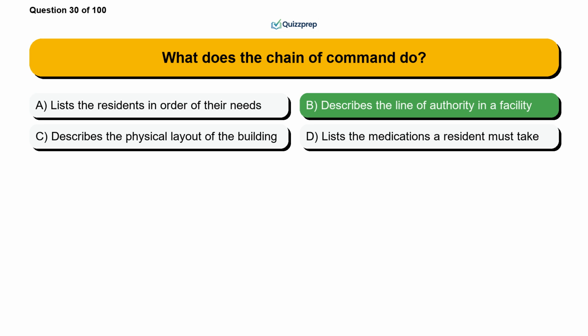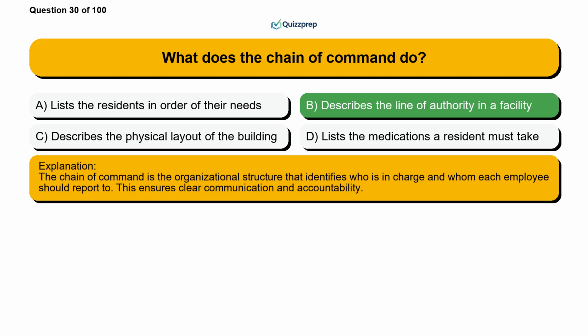The correct answer is option B, describes the line of authority in a facility. The chain of command is the organizational structure that identifies who is in charge and whom each employee should report to. This ensures clear communication and accountability. Question 31.